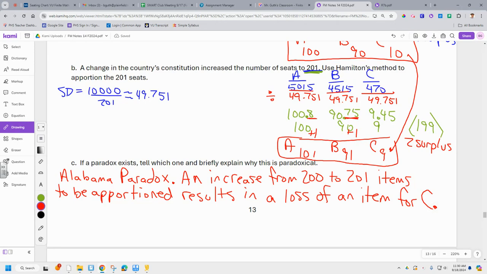C lost an item. An increase from 200 to 201 items to be apportioned results in a loss of an item for C.